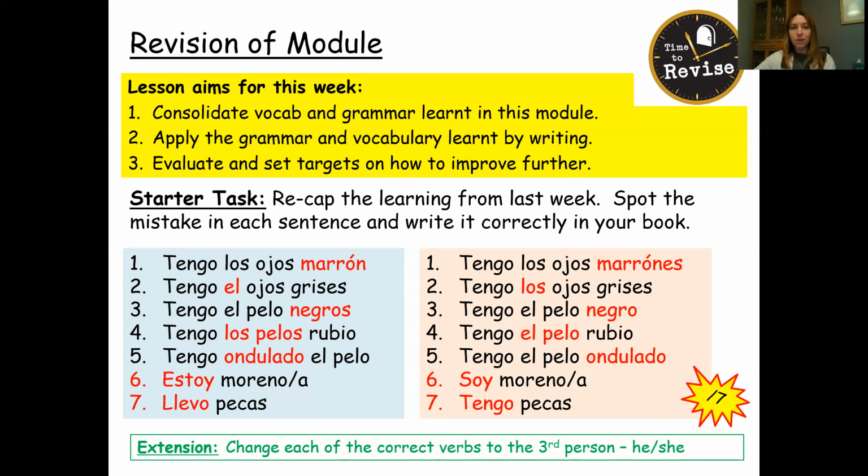Let's look at the extension for those of you who really wanted to challenge yourself. Well done if you completed that. So you'll see answers number 1 to 5. You would change the tengo to tiene. And also for number 7, the tengo pecas would be tiene pecas, he or she has freckles. And number 6 wouldn't be soy moreno, soy morena, it would be es moreno or es morena. He or she is dark-skinned. Okay, hopefully you managed to remember that and spot the difference. Like I said, it was quite a tough task, so hopefully you got a couple of those at least.